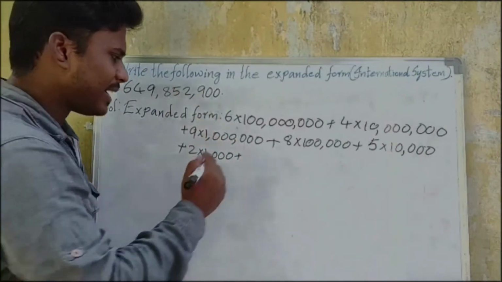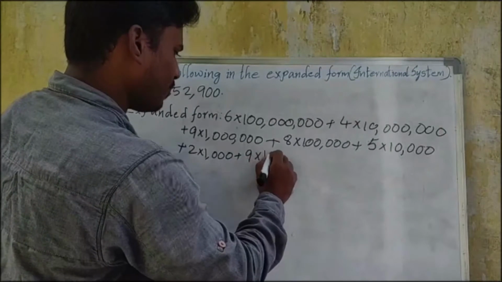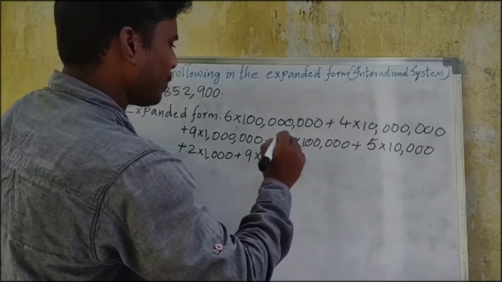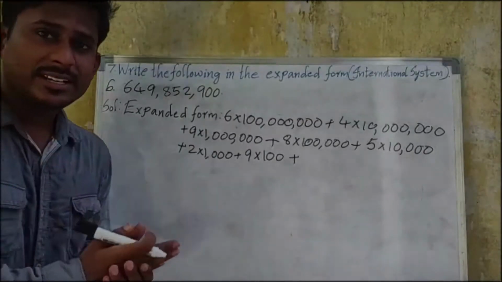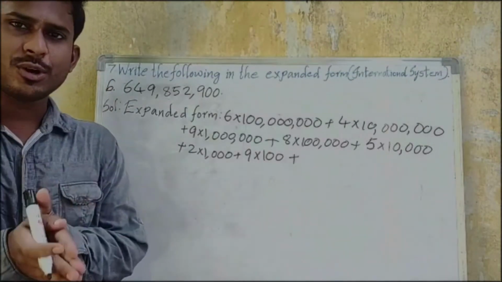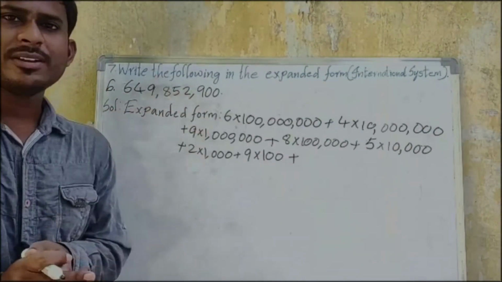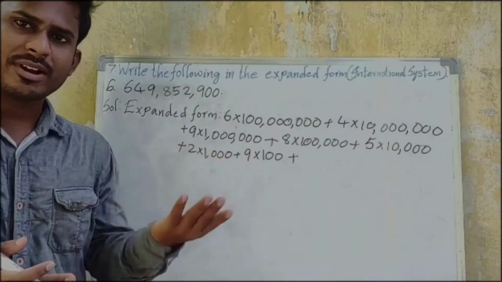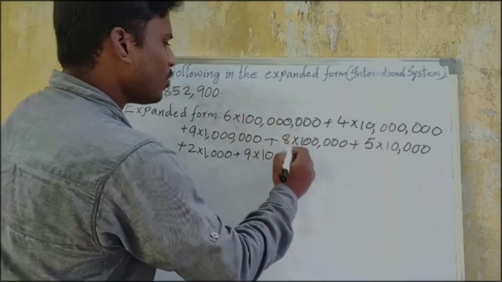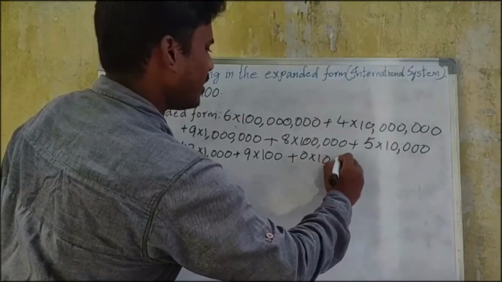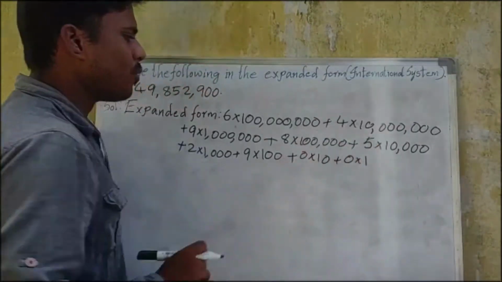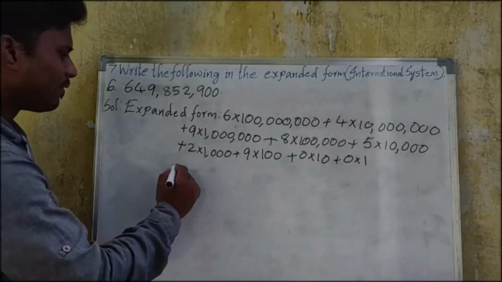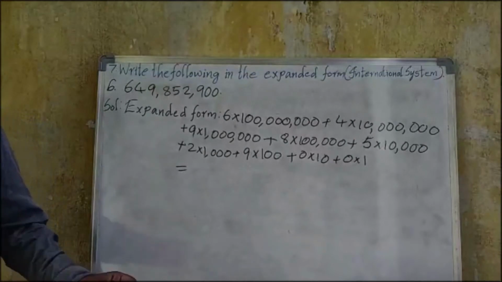Then we have hundreds place. 9 into 100 plus. As I said earlier, when there is 0 in the question given, we can skip it or we can write, no problem. That's your option. So 0 into 10. Then ones place also 0 into 1. Okay. Now after multiplying, your answer will be like this.